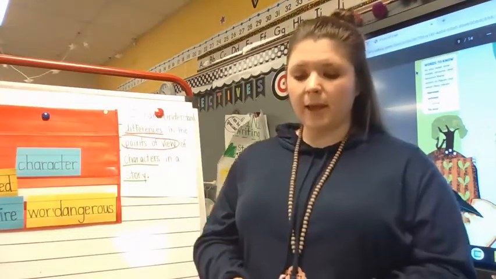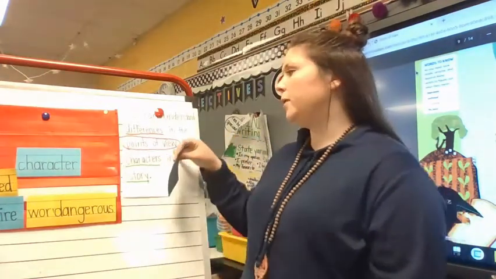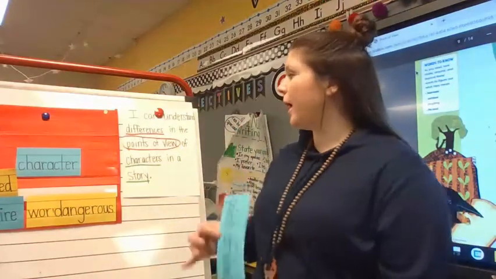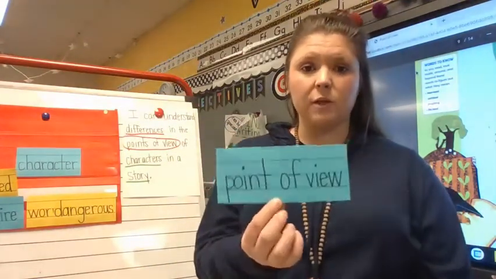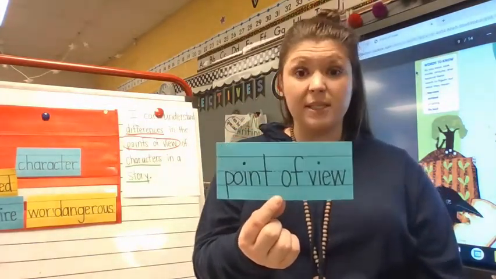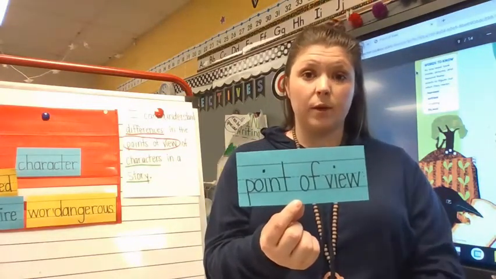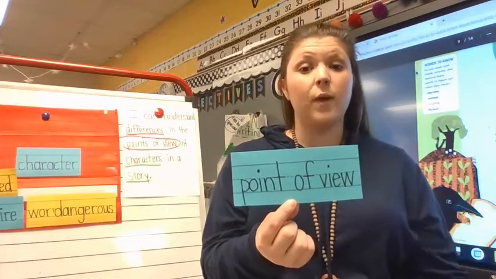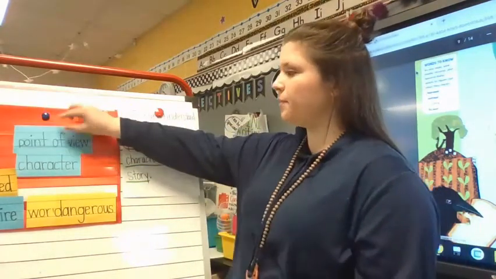All right, and then we have a point of view. Point of view is a new word for us this week because we are trying to understand and find the points of view of characters. So we need to know what a point of view is. A point of view is the perspective in which the text is written, or the perspective of a character in the story, which is what they think, feel, or the way that a character acts. That's their point of view, okay?